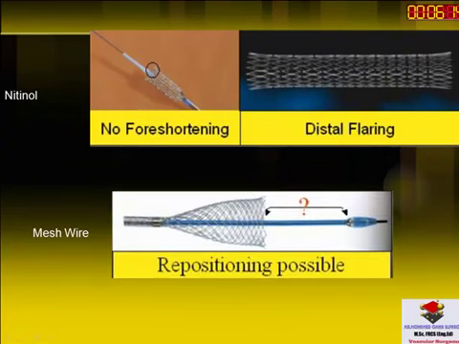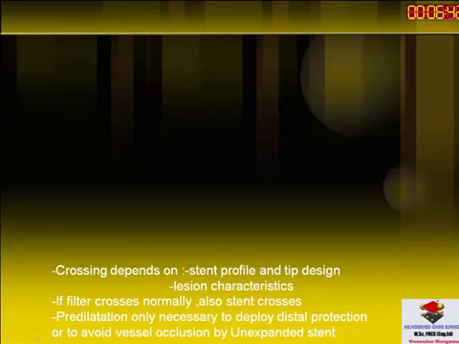Again, you have to remember there is no foreshortening in a Nitinol stent, and sometimes you get distal flaring, which is very nice in cases of disparity between the common and internal carotid. Again, in mesh wire you have to remember there is a point of no return, which means you can deploy up to 50% of the stent. If you're not happy about the position, you can retake the stent back in again and reposition it if you didn't cross the point of no return, which is 50% length of the stent.